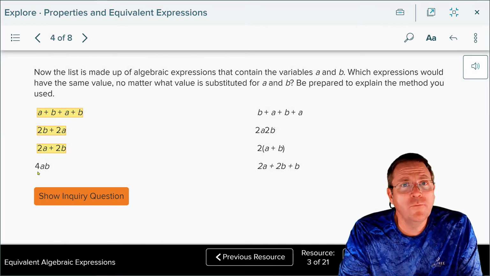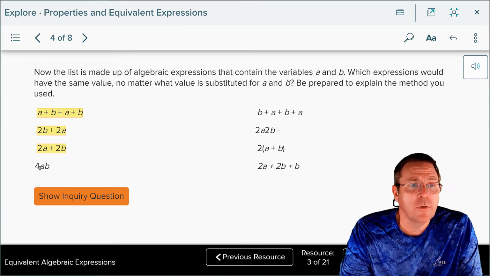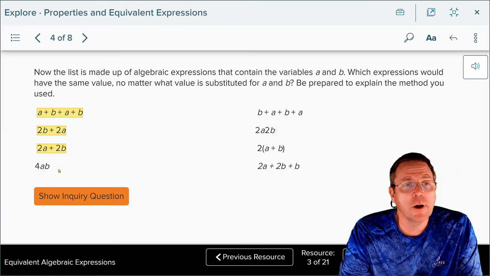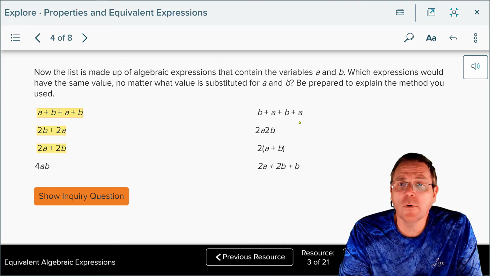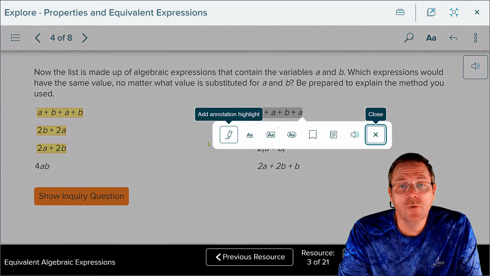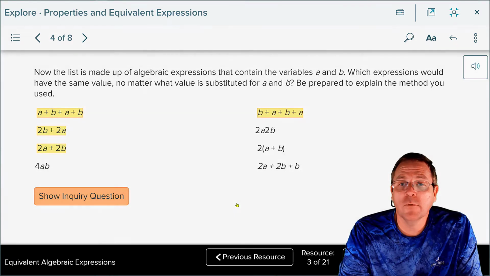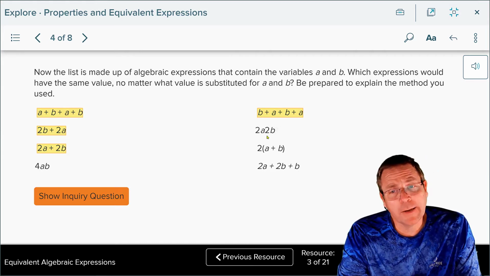Now this one is 4 times a times b. That's not 2a's. That's not 2b's. Okay, that's 4 times the product of a and b. Definitely not going to work. This one here, 2a's and 2b's, that one's going to work. This one is close, but you have addition here. You've got multiplication there. That's a problem.